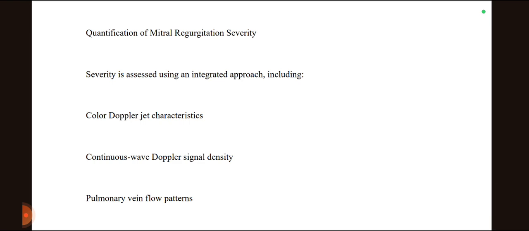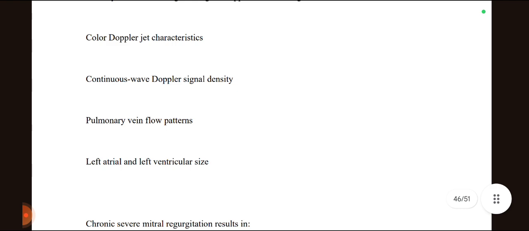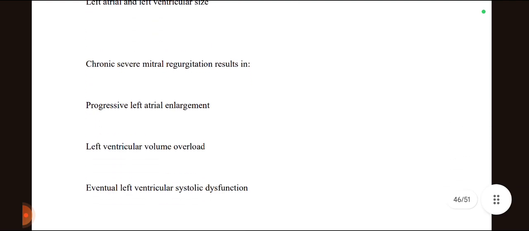So अब severity कैसे quantify होगी? Severity is assessed using an integrated approach including color Doppler jet characteristics, continuous wave Doppler signal density, pulmonary vein flow patterns, left atrial and left ventricular size.